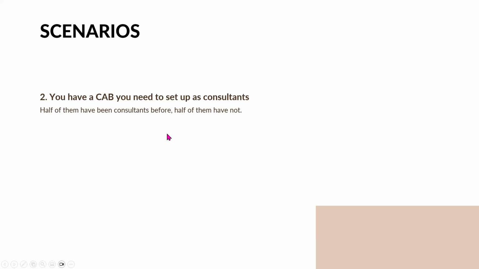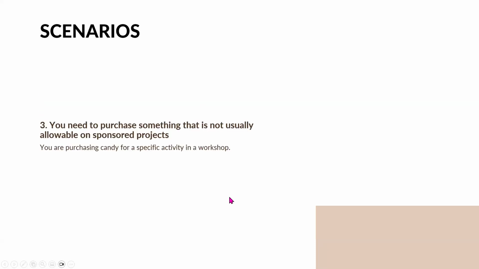And then the next one, you need to purchase something that is not usually allowable on sponsored projects. So this is an important part of Formstack, where if you click through and it's something like candy for an activity, it'll prompt you to fill out a sensitive expense form, and then we can review that and approve it, so then you can go and purchase it, and we have that on record. So if we get audited, then we can say, oh, we approved this and there's a specific reason for why we purchased this sensitive expense.